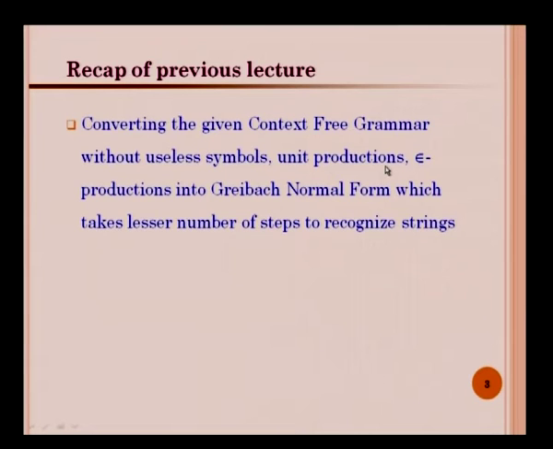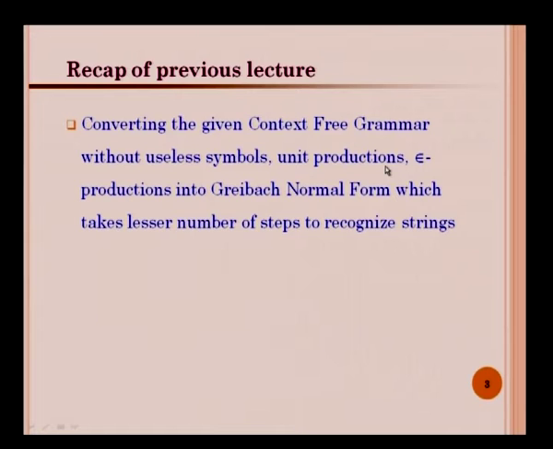In Chomsky normal form, the rules are of the form A derives BC or small a, that is, two variables on the right hand side or a single terminal. In Greibach normal form, the rules are of the form A derives a alpha, where the right hand side is strictly required to start with a terminal. As we start with the terminal, the number of steps required for recognizing a string of length n is exactly going to be n. So, we can recognize a string much faster if the grammar is in Greibach normal form.